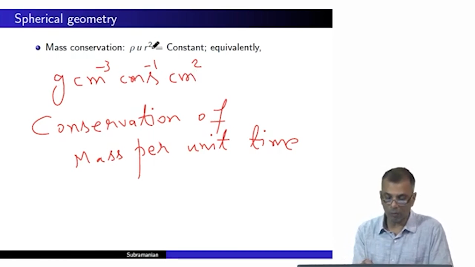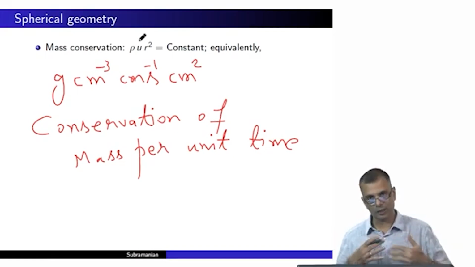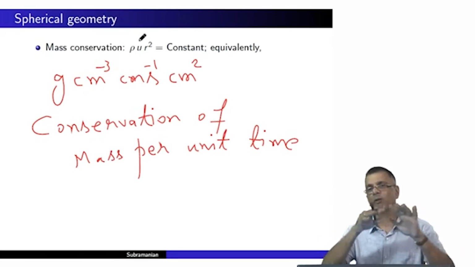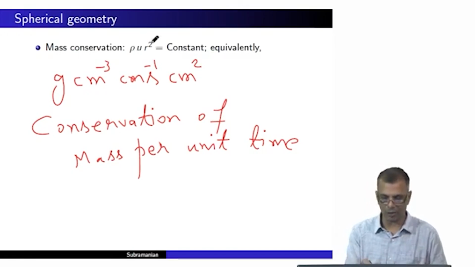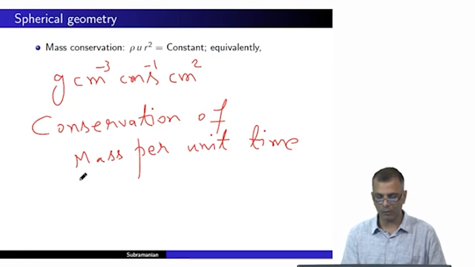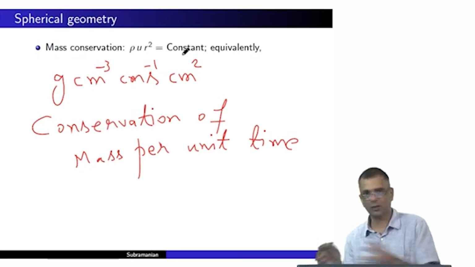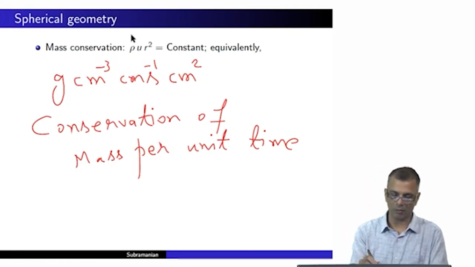So where did this r squared come from? Well, what you do is you consider the mass flux into a sphere. And the mass flux, you remember, is grams per centimeter squared per second. Okay, and what's the area of a sphere? It's 4 pi r squared. Right? So you multiply the area with the mass flux and you get, so that's where the r squared comes from, and you get mass per unit time. And the constant, the 4 pi is simply absorbed into the constant. Okay, so that is where this thing comes from.